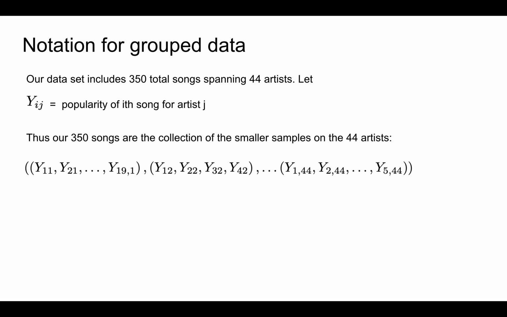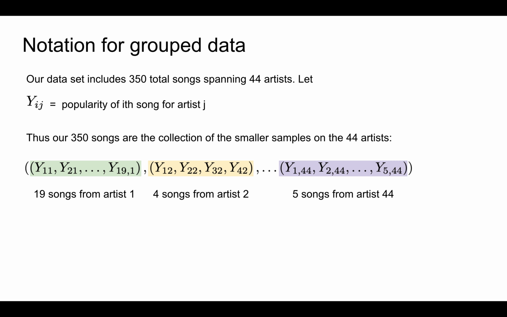This means that we can think of our sample of 350 songs as the collection of the smaller samples on the 44 artists. For example, these 350 songs are comprised of 19 songs from artist 1, 4 songs from artist 2, on up to 5 songs from artist 44. Also note here that when we have one subscript that has at least 2 digits, then we distinguish between the 2 subscripts using a comma.